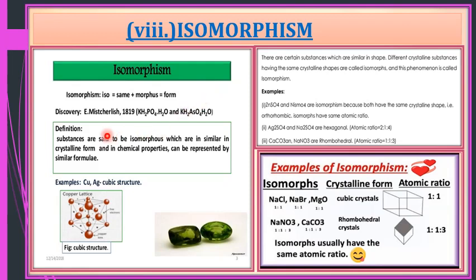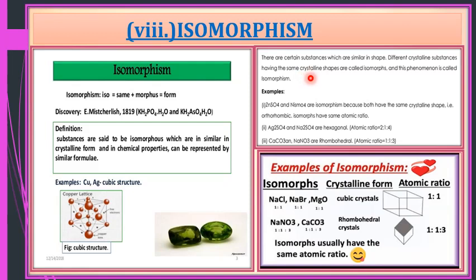That is, two different compounds have a similar structure. Zinc sulfate and nickel sulfate are isomorphous because both have the same crystalline shape, that is orthorhombic. Ag2SO4, silver sulfate, and sodium sulfate are hexagonal. Atomic ratios are the same: 2 for silver and sodium, 1 for sulfur, and 4 for oxygen. So the atomic ratio is the same. That's why they have the same structure, that is hexagonal, though they are two different compounds.